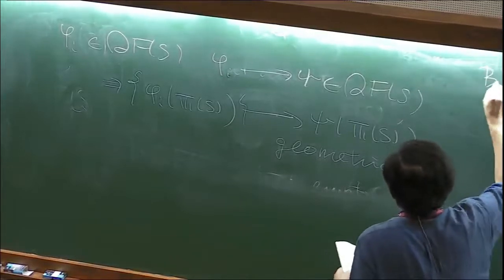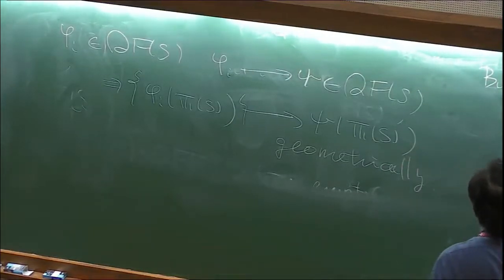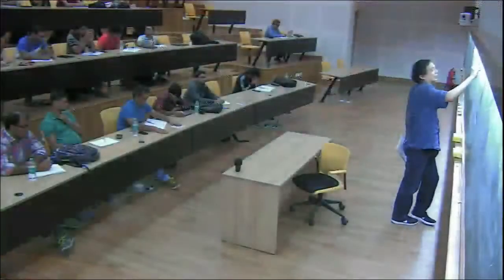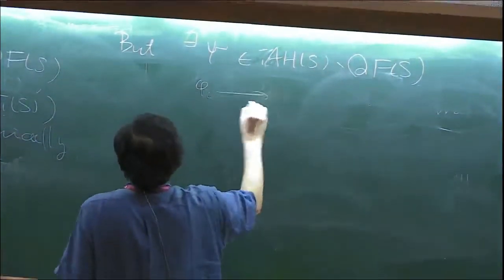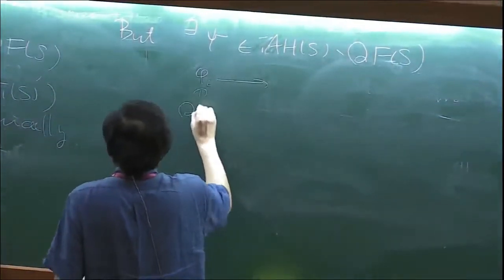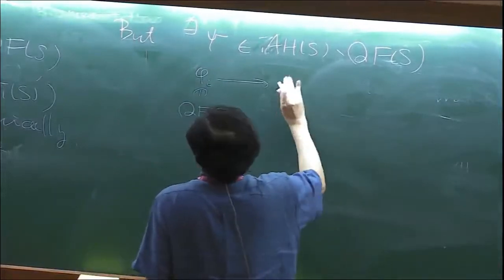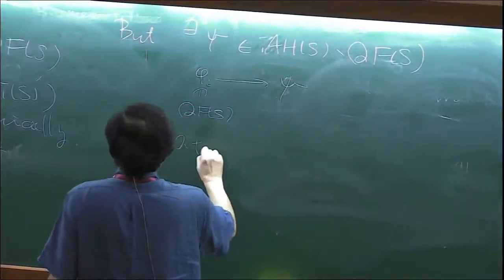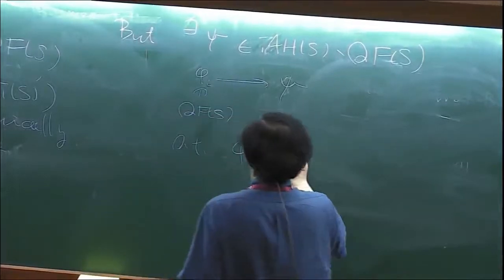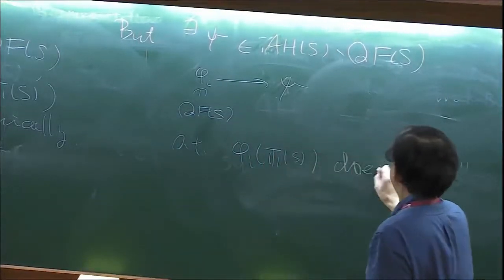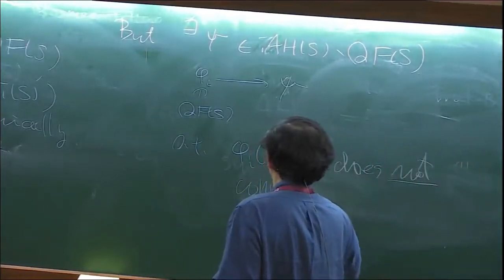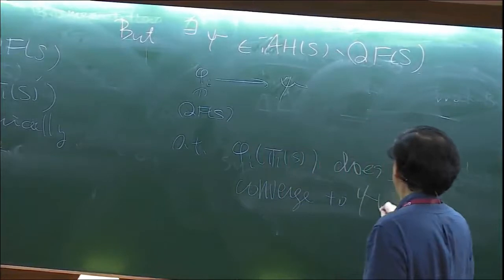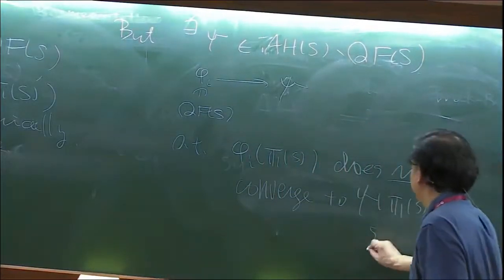But there exists ψ in AH(S) minus QF(S), and φ_i contained in QF(S) converging to ψ, such that φ_i(π_1 S) does not converge to ψ(π_1 S) geometrically.